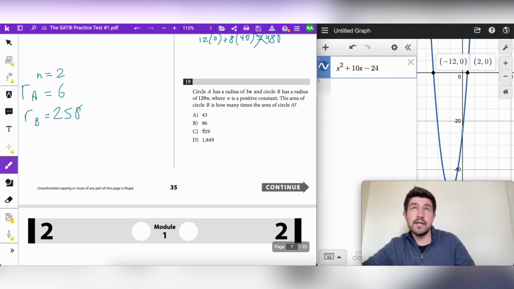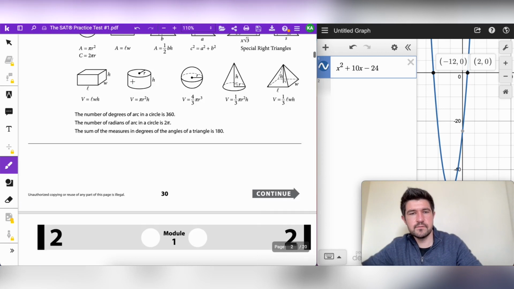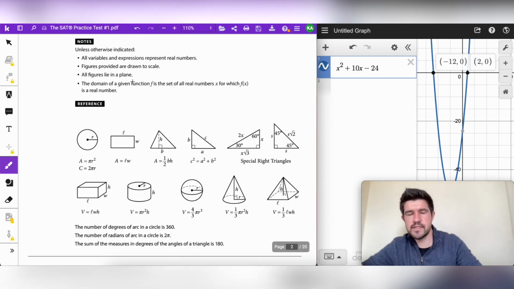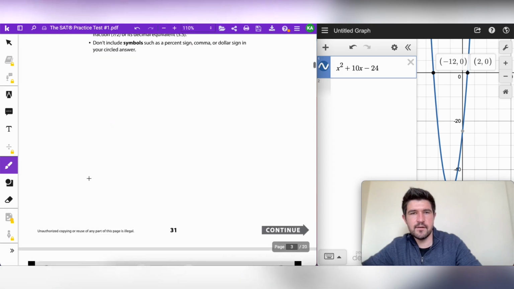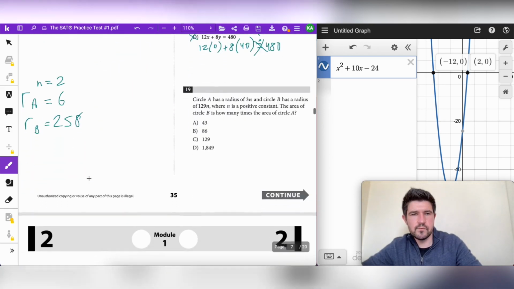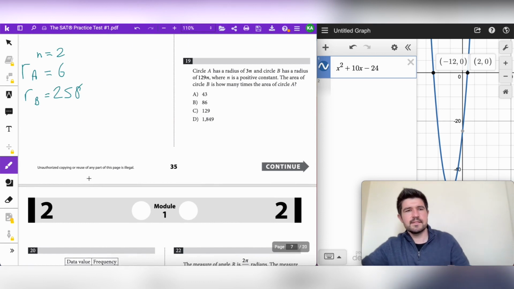Now, the area formula for a circle is pi r squared, right? And we could actually see that if we go back to this reference sheet, which the SAT gives us. We've got right here the area of a circle, pi r squared. So if you didn't know that, now you know. So what does that mean? It means that we can find the area of the first circle by doing pi times 6 squared. And the second circle, we can do pi times 258 squared, right?